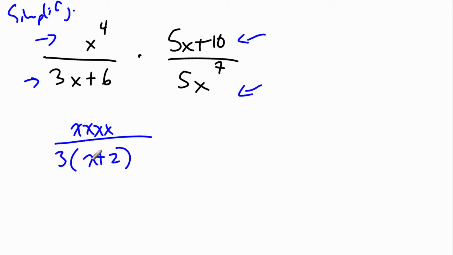Notice I can't cancel this x with this x, because this one has a plus 2 there. That plus sort of anchors that. So when I'm looking to cancel this, I have to be looking at the whole thing. So there has to be an x plus 2 somewhere on the top in order to cancel. Okay, so times.